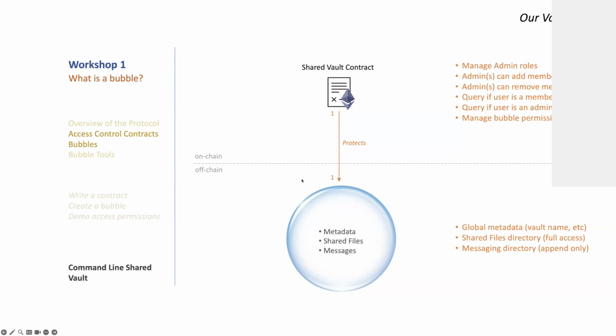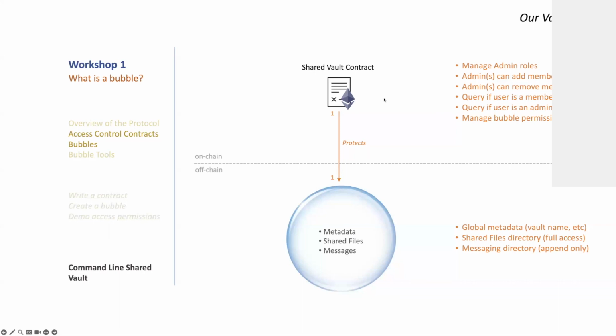So let's take this model and look at it in terms of what we're going to build today. Our on-chain logic, we're creating a shared vault here, a shared file vault. So we want a structure inside the bubble that contains our shared files and our messages. We'll also add a global metadata file so that we can store things like the name of the vault, things like that.